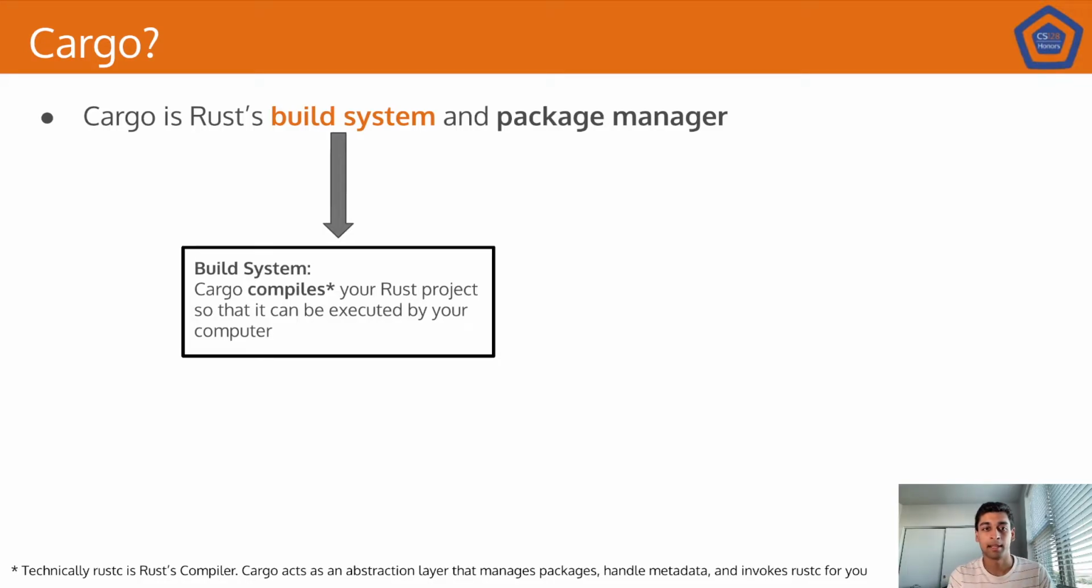So let's break this down again. Cargo compiles your Rust project so that you can execute it by either running the executable that it produces or by using cargo again to run the program. I should say technically rustc is Rust's compiler. Cargo is just another layer of abstraction on top that manages your packages, handles all the metadata of your project, and invokes rustc for you. So you don't need to handle all the linking to any type of library you may use. But that's out of the scope of this class.